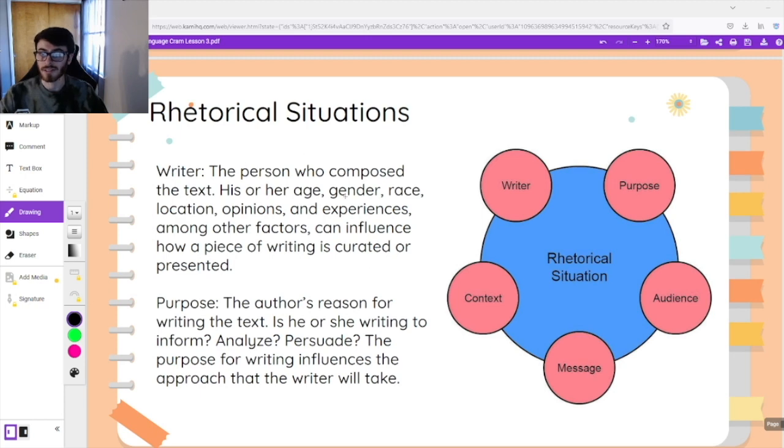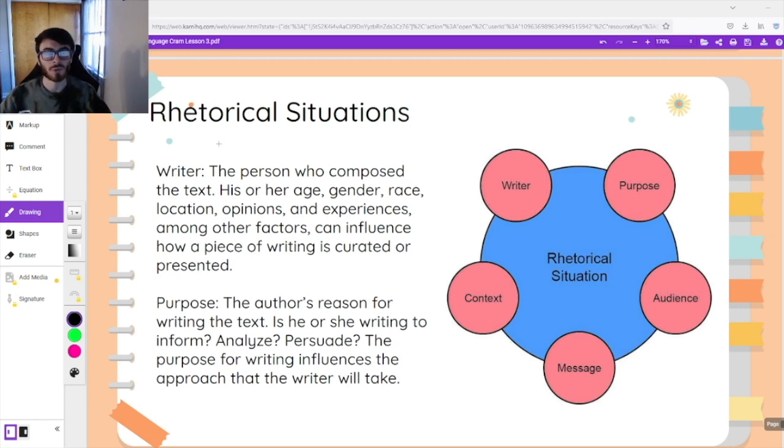The writer is the person who composed the text. So it's either the author, if it's a written work, or the speaker, if it's a speech. And characteristics about the writer are going to influence the way that the piece of writing is understood. His or her age, gender, race, location, opinions, experiences, and other factors can influence how a piece of writing is curated or presented, right? The writer may make different choices based on their age, gender, race, etc.